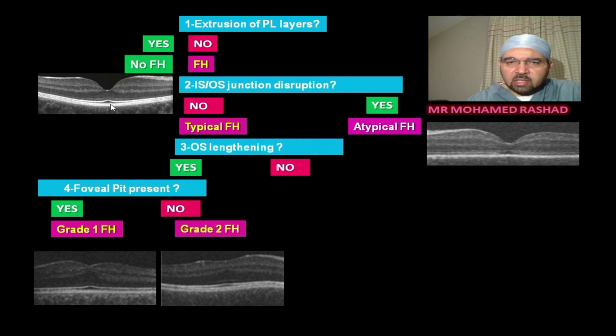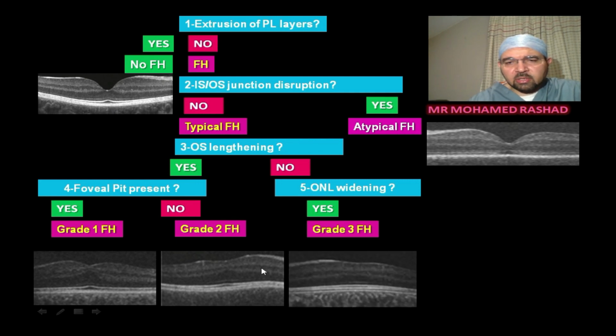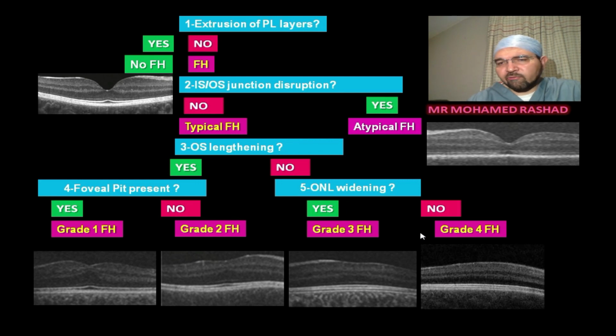And if there is no lengthening of the photoreceptors and the outer nuclear layer is widened, so we'll see. If it is yes, this is grade 3. So you see here the thickness of the outer nuclear layer is thicker in the middle than on the periphery here. If not, this is a grade 4, and you see here the thickness of the outer nuclear layer is the same all over the scan. So this is a grade 4 foveal hypoplasia. So this grading is helping a little bit in predicting the visual function of the patient.